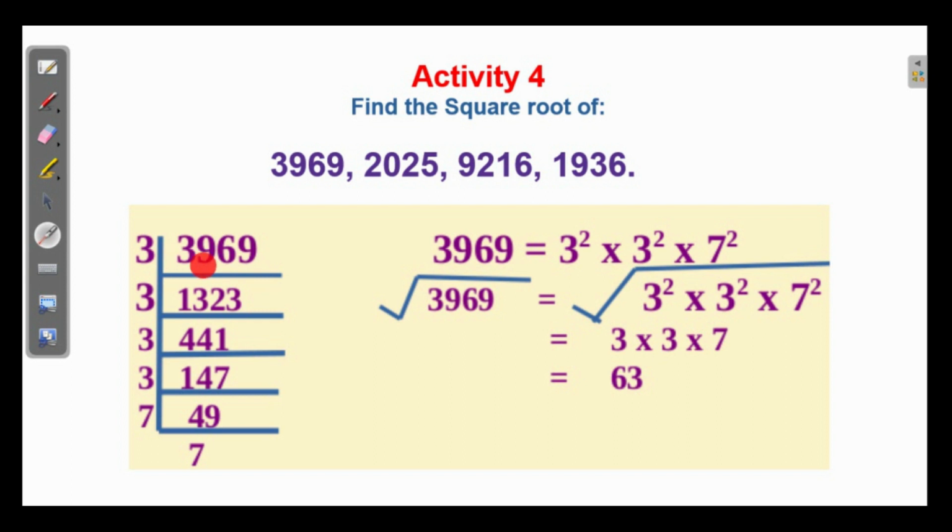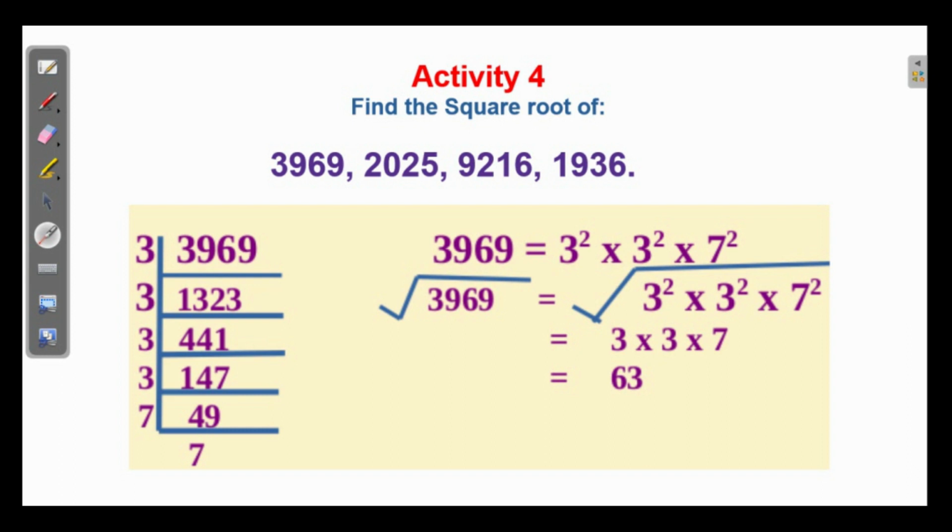3 plus 9, 12. 12 plus 6 is 18. 18 plus 9 is 27. The sum of the digits of this number is a multiple of 3. So, this number is a multiple of 3. So, we can divide it by 3 and get 1323. Again, which is a factor? 3 is again a factor. 1 plus 3, 4. 4 plus 2, 6. 6 plus 3, 9. 3 is a factor. We can divide it by 3 and so on.